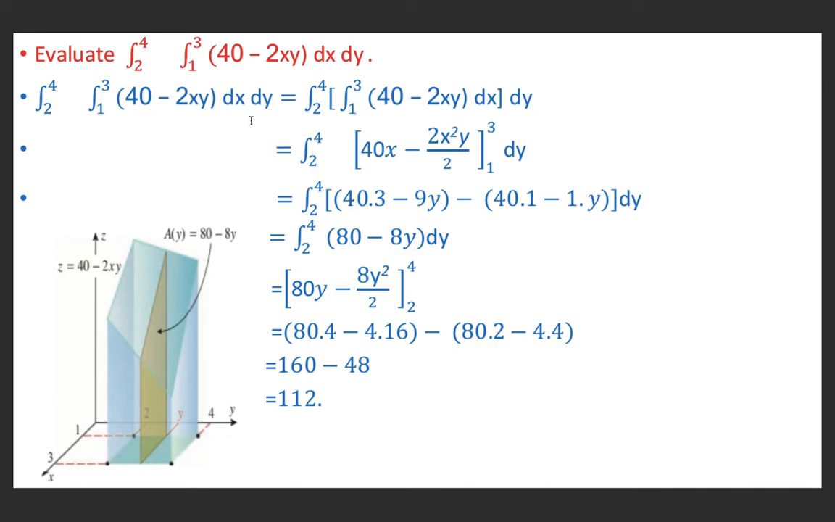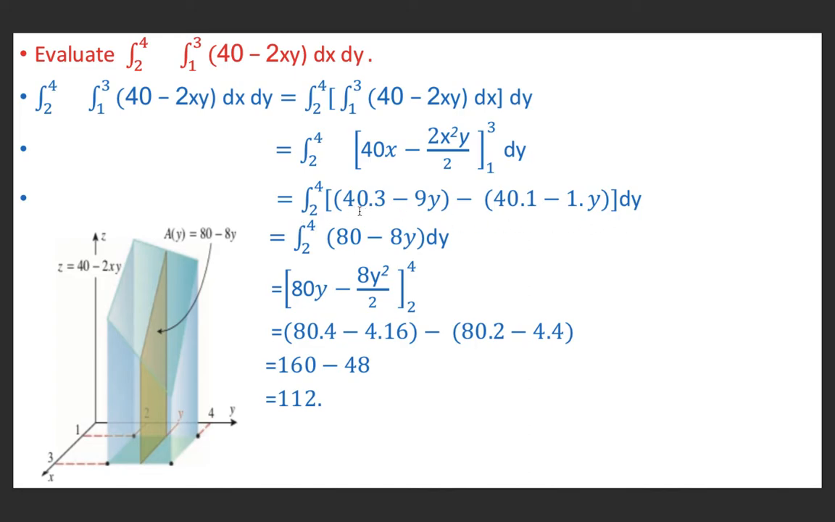So if we integrate 40 minus 2xy first with respect to x, its integration will be 40x minus, 2y is constant, integration of x is x square upon 2. Now the limits of x are 1 to 3, so we are integrating between the limits 1 and 3. Substitute the upper limit, 40 into 3 minus, 2 and 2 will cancel out, so it is 3 square into y, so 9y. Minus lower limit, 40 into 1 minus, 2 and 2 will cancel out, 1 square into y. Now we will integrate this function with respect to y.